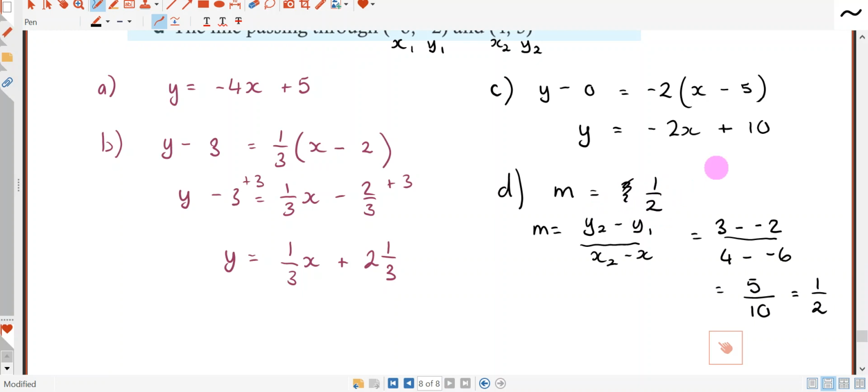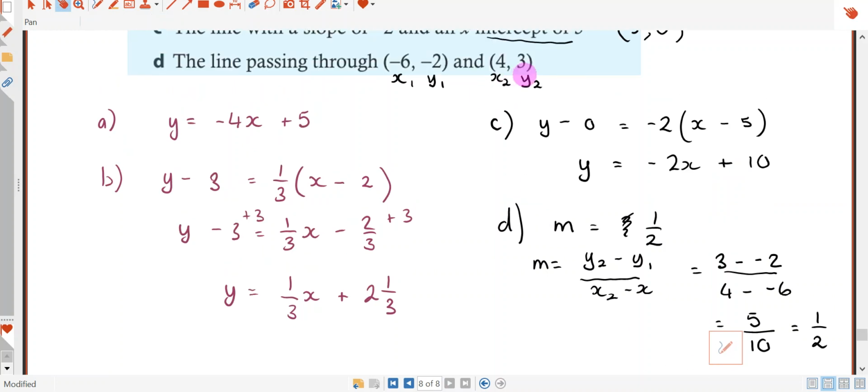Now what do we do? Which form should we use? Probably point slope because we don't have the initial condition. Exactly. We haven't got the y-axis intercept. We've got 2 points. Which one should I use? Doesn't matter. Good. Good answer.